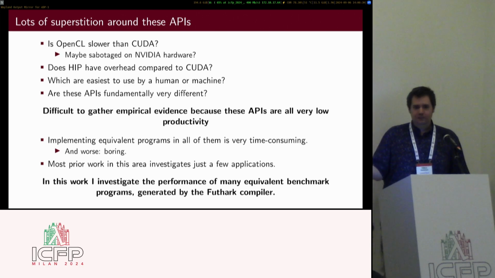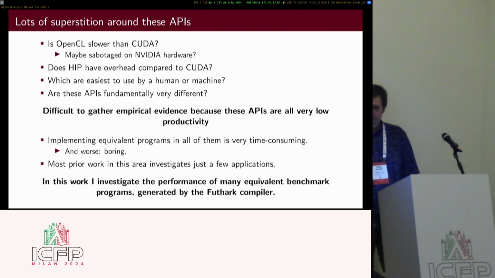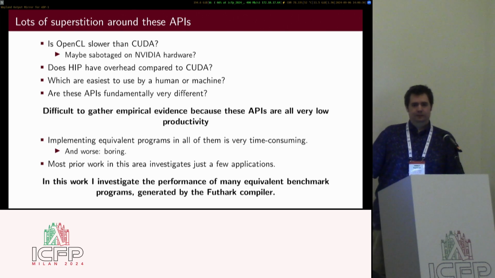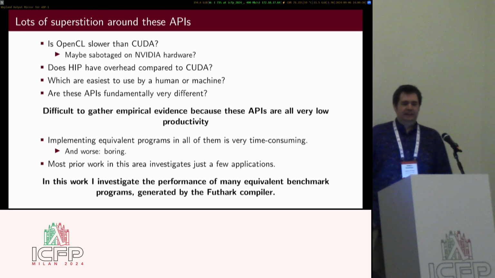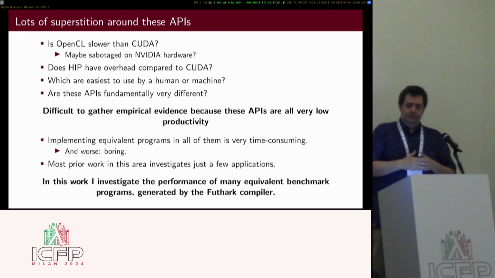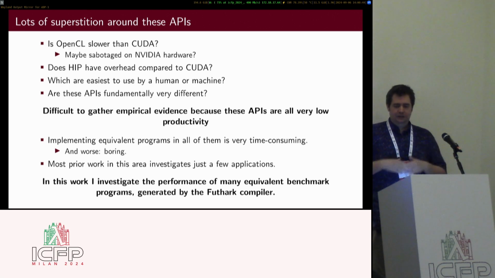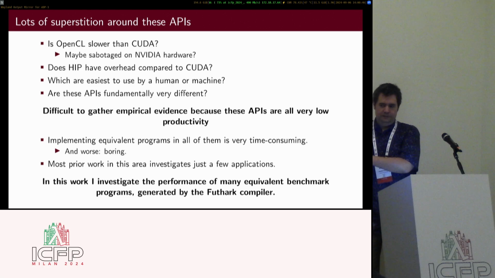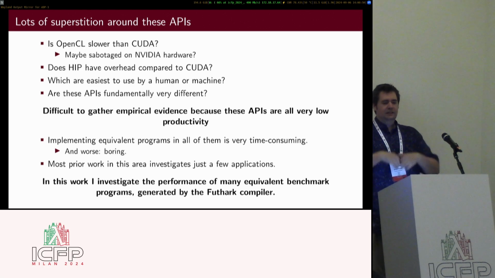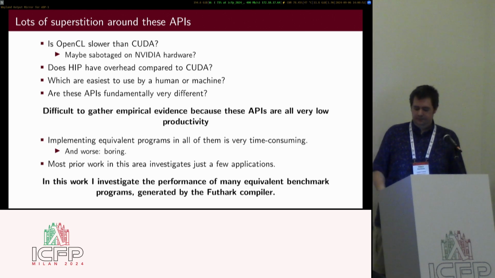So what I have done in this work is that, well, we're working with this compiler for Futhark, which can generate GPU code. So this is a machine wasting its time, not me. And we have implemented backends using these 3 APIs. So we do have a source of equivalent programs, because they come from the same original high-level specification, that are then turned into code using these 3 APIs in a way that is, in principle, equivalent.